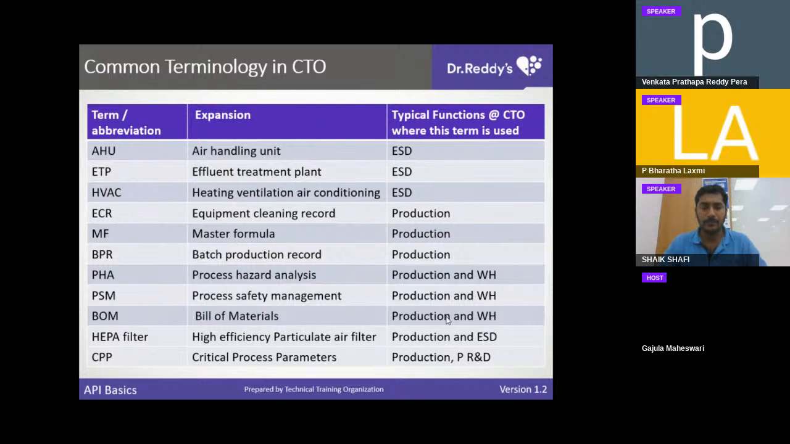Hello. Yeah, it's almost at the end. You can complete it. Yes sir, continue. There will be one more slide.